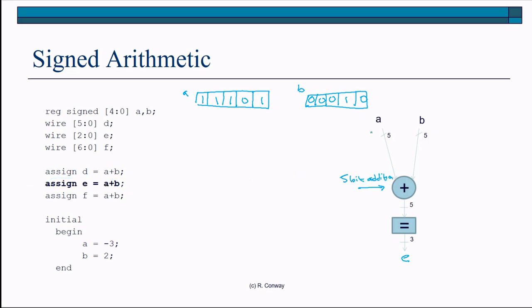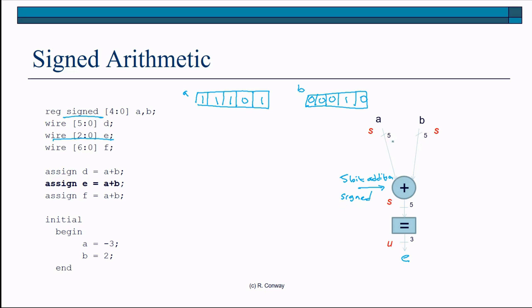Next, we need to determine what's signed and unsigned. So both A and B are signed as specified in the declaration for A and B, and E is unsigned. So remember, when determining the sign for an operation, the left hand side does not impact that determination. Both operands for the addition are signed, so this is a signed addition, and that means the output is a signed value.